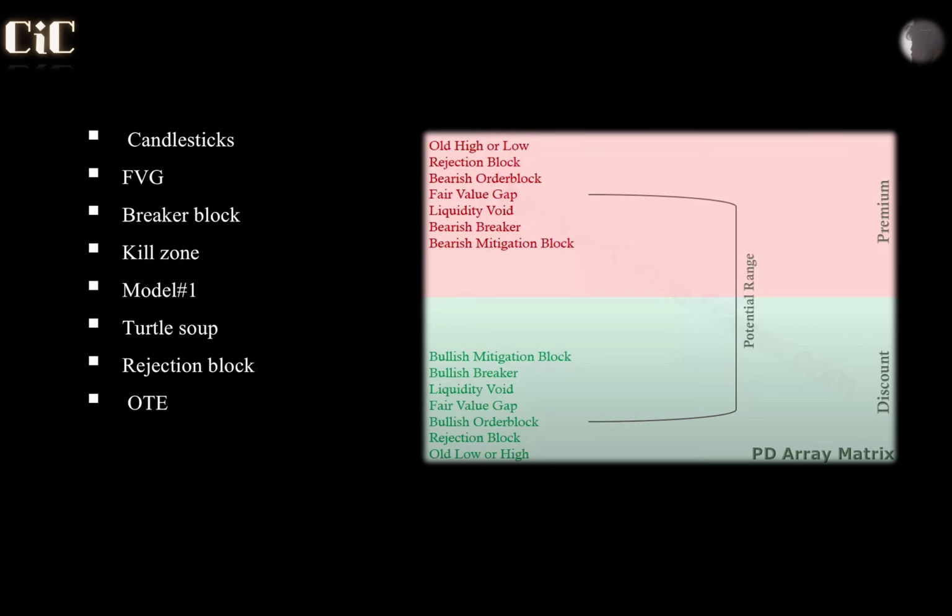The most common terms are candlesticks, FVG, breaker, kill zone, especially model number 1, turtle soup, rejection block, and OTE.